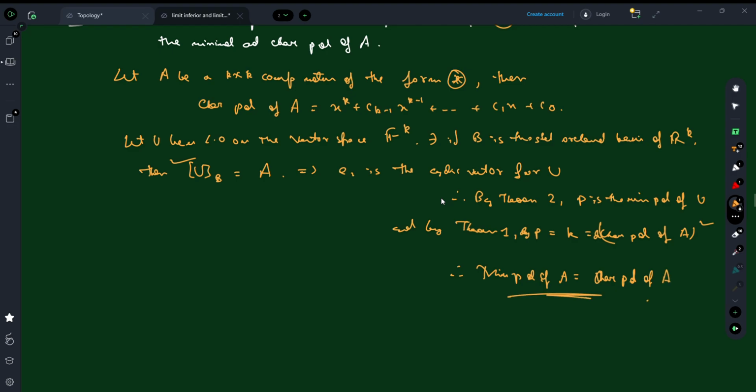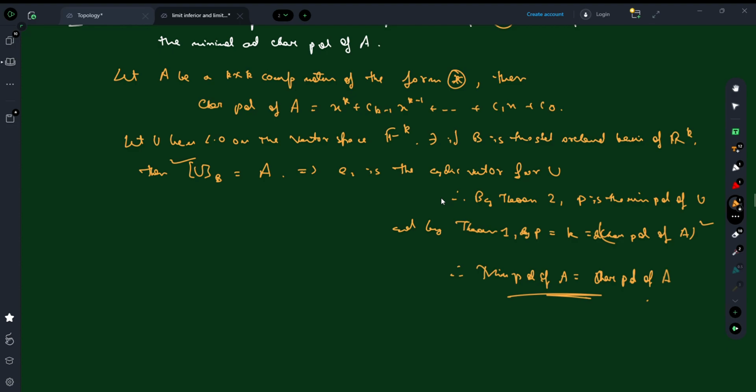Is it clear? Okay. So our next goal will be to try and decompose a given finite dimensional vector space into these T-cyclic subspaces generated by non-zero vectors of V, which is typically called the cyclic decomposition theorem, and it's one of the deep theorems of linear algebra.